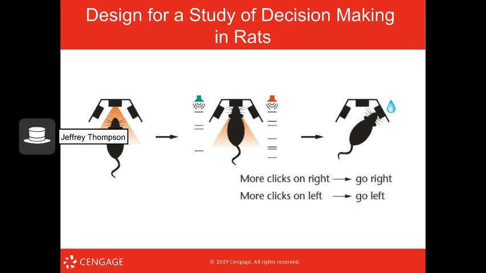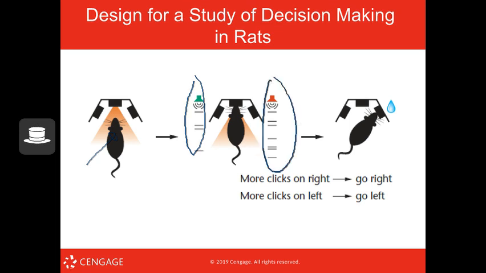So we have our little rat friend right here. There are 4 clicks on this side. There are 7 clicks on this side. The parietal lobe is responding to the clicks, and the prefrontal cortex is keeping score, and then it makes a decision to go right.